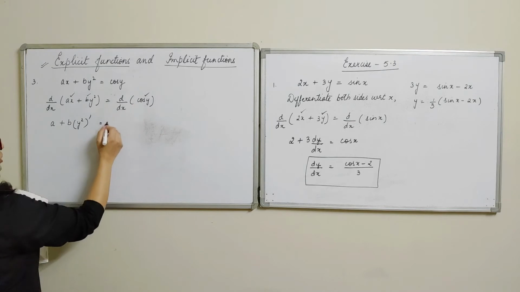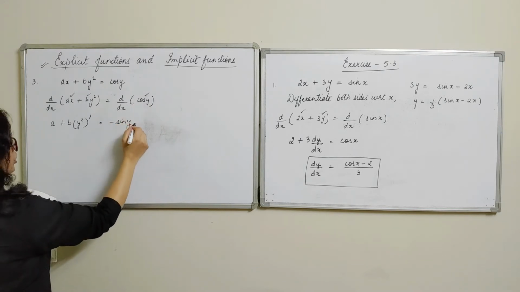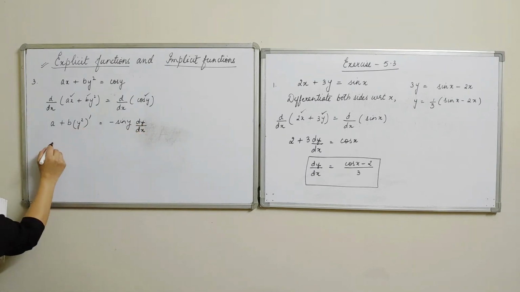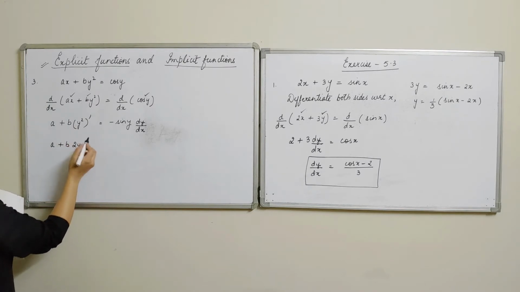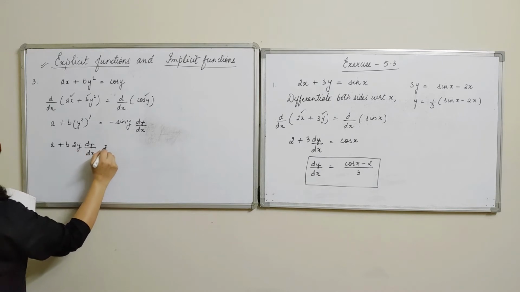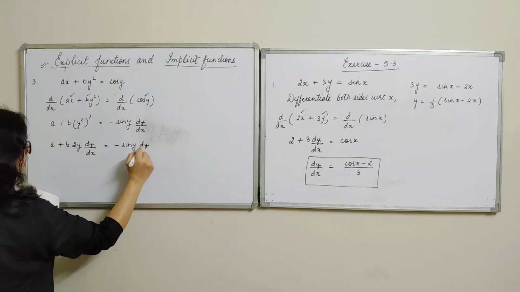We are going to differentiate the cos function first and we get sin y. Then differentiating the angle, we get dy by dx. Likewise over here, differentiating y square, we get 2y, and again differentiating y, we get dy by dx, which is equal to minus sin y dy by dx.